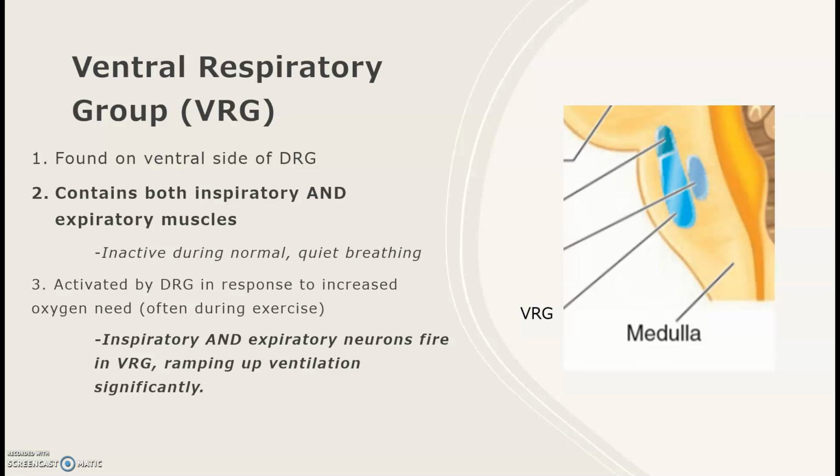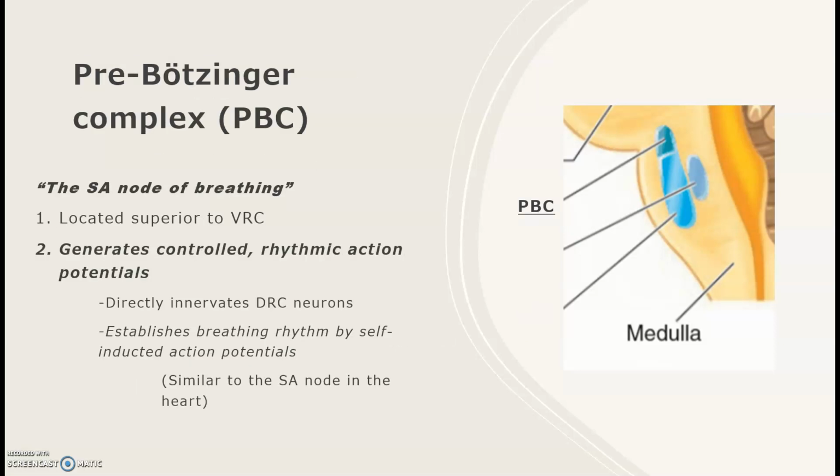So think of the dorsal group as that initial relaxing breathing with inspiration, but then with the ventral group, when it's activated by the DRG, that's when more strenuous breathing will occur.